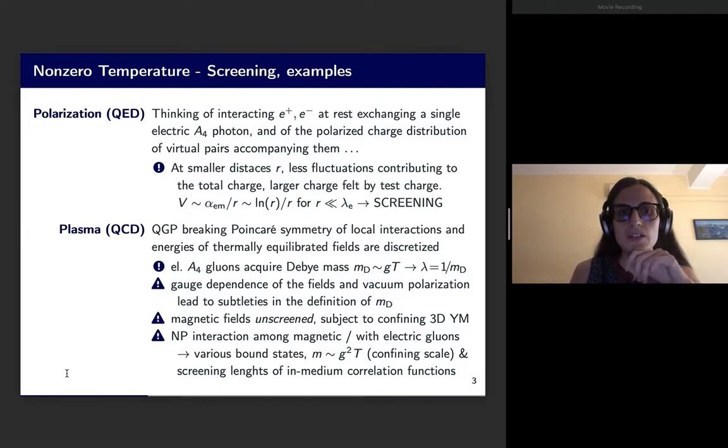Then we can imagine a pair of electron and positron which are at rest, and they are exchanging a single electric A4 photon. And we can think of the polarized charge distribution of virtual pairs that accompanies each of these two particles. And then what happens is that at smaller distances r, we have less fluctuations contributing to the total charge, which entails a larger charge felt by the test charge.